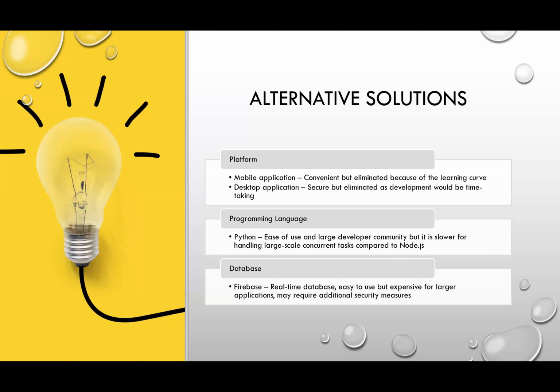We can also use Python as the programming language. It is easy to use and has a large developer community, but it is slower for handling large scale. So if you want the application to be scalable, then Python will not be a suitable programming language. Apart from DynamoDB, we can also use Firebase, which is a real-time database. It is easy to use, but when it comes to cost, we need to look for cheaper ones. Firebase is a lot costlier than DynamoDB.